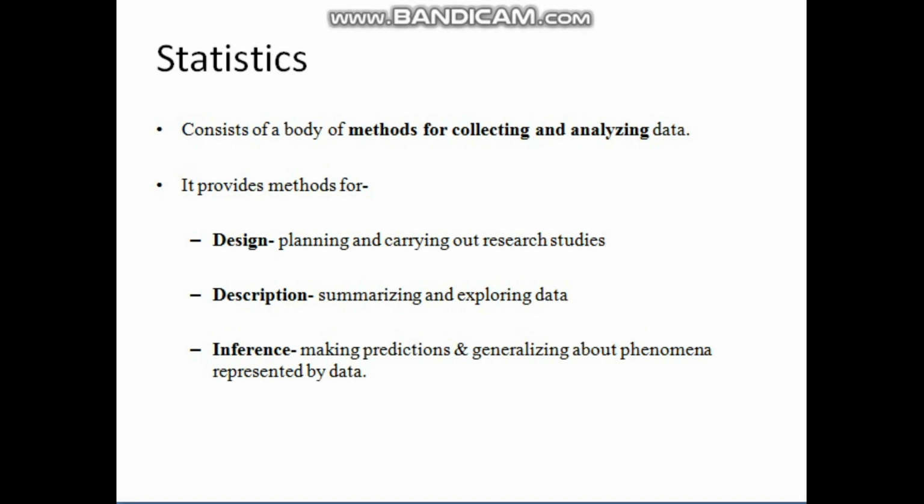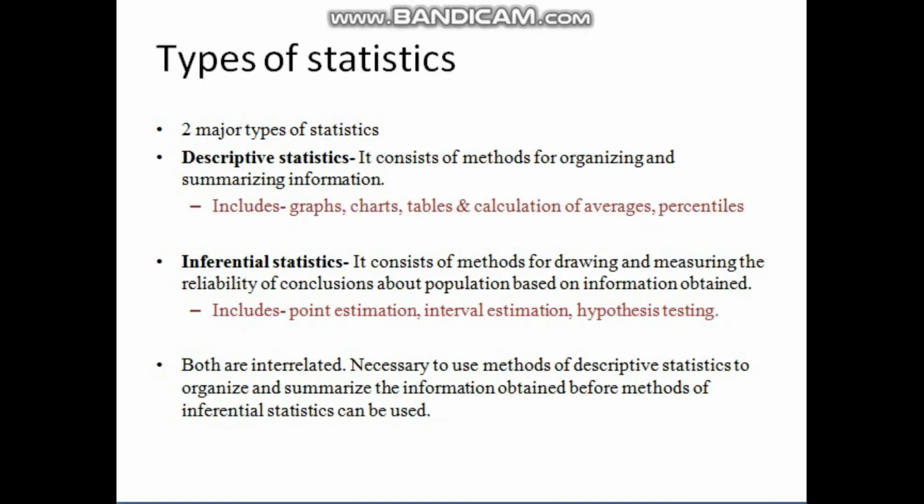Types of statistics. There are two types of statistics: one is descriptive statistics, another is inferential statistics. The first one, descriptive statistics, consists of methods for organizing and summarizing information, which includes a lot of graphs, charts, tables, calculation of average, percentiles. And inferential statistics consists of methods for drawing and measuring the reliability of conclusions about a population based on information obtained. It includes point estimation, interval estimation, hypothesis testing. Both are interrelated. It is necessary to use methods of descriptive statistics to organize and summarize the information obtained before methods of inferential statistics can be used.